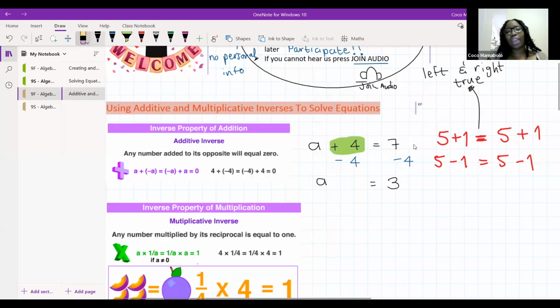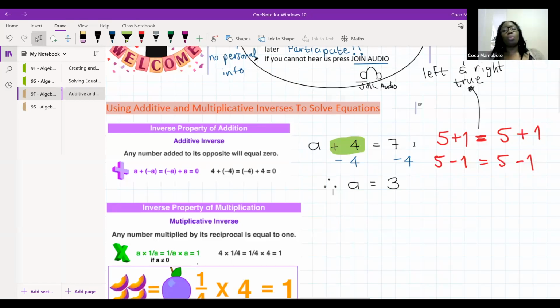So my answer for A is actually? A equals 3, sorry. Excellent. And okay, Teacher Coco loves her therefore. So we need to put a therefore, A is equal to 3.